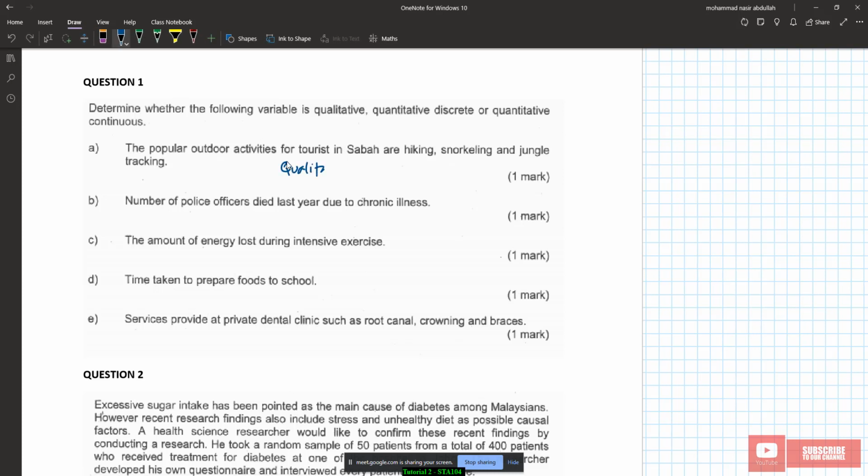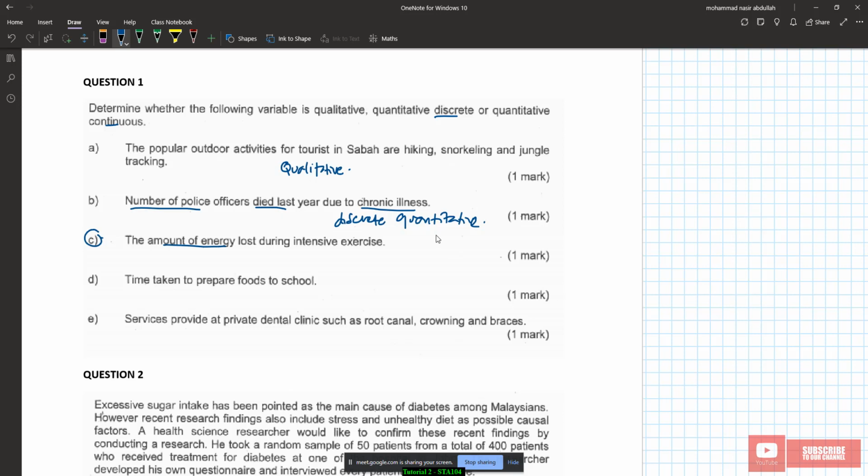So, qualitative variable lah. Number 2, number of police officers died last year due to chronic illness. So, this is a number of police officers. Is this qualitative or quantitative? Quantitative. So, we have two types of quantitative, either discrete or continuous. So, this one should be discrete quantitative lah. Right? Discrete quantitative.